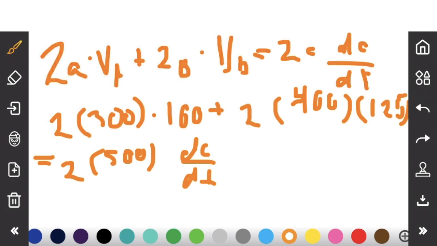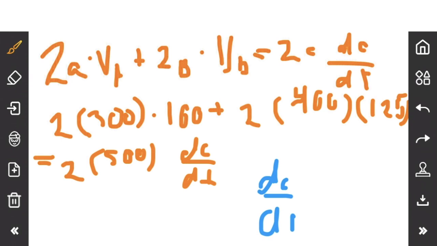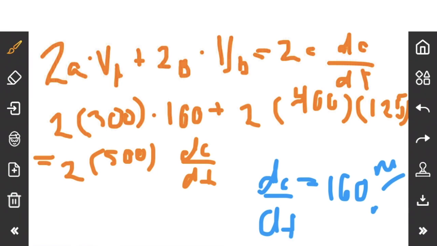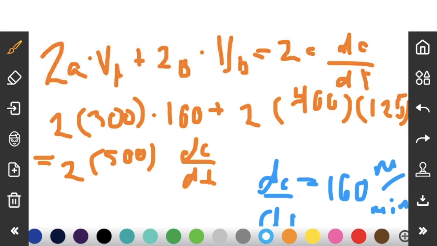And so if you work this out, you get that dc over dt equals 160 meters per minute. And there you go. That's part D.